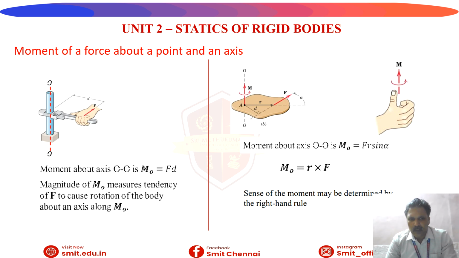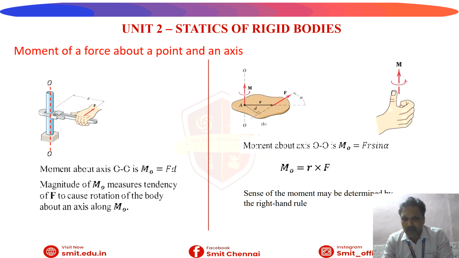Now the moment about axis OO is MO equal to F into D. The moment is nothing but force into perpendicular distance. The magnitude of MO measures the tendency of F to cause rotation of the body about an axis along MO. So the magnitude measures the tendency of the force to cause rotation. What force we are giving to cause a rotation, that is important. Along the MO, that is the moment, force into distance.